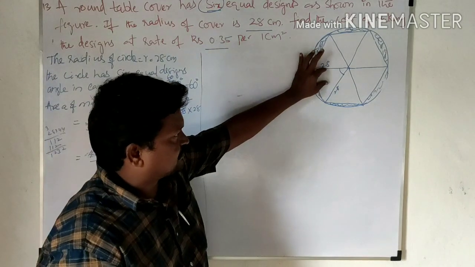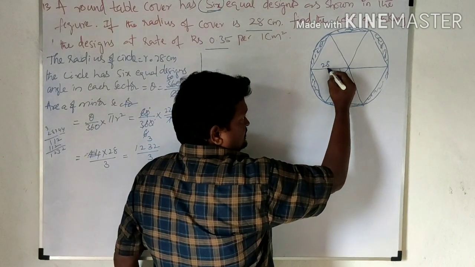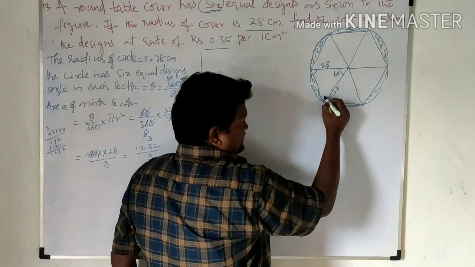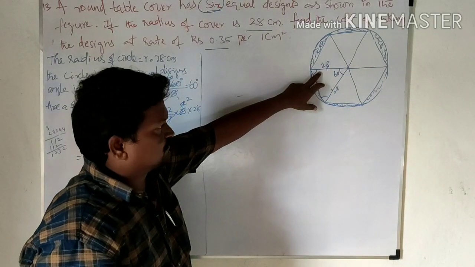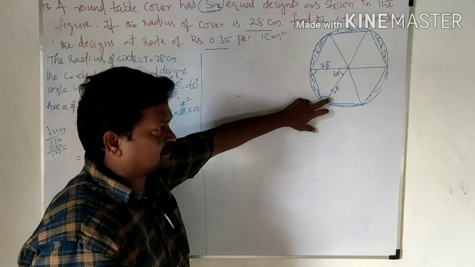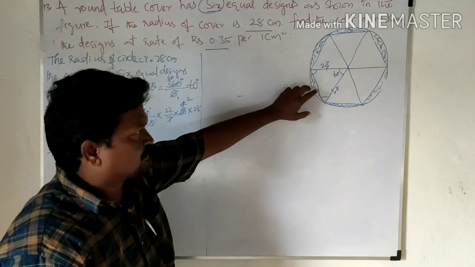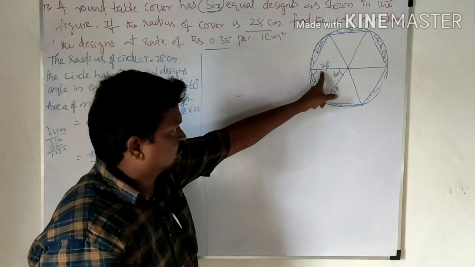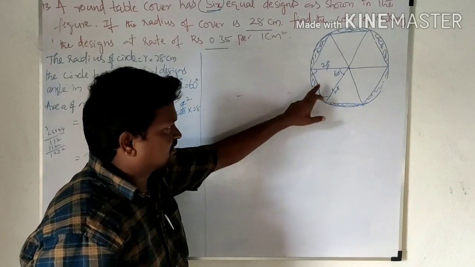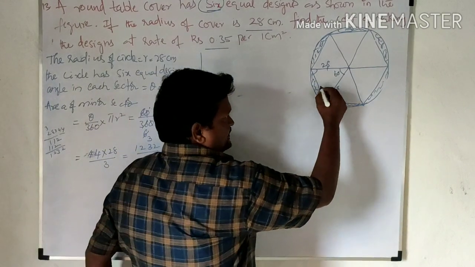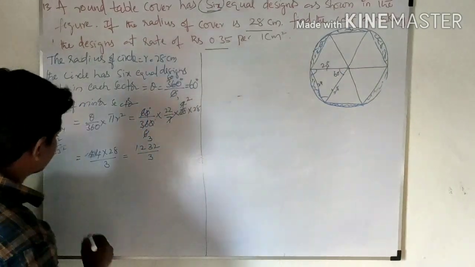Then we need the area of the triangle. Observe here, this angle we got is 60 degrees. These two sides are equal, so the remaining angles also become equal, 60 and 60. We solved a similar problem in the previous problems. So the angles are 60 and 60, and this side also becomes 28. Then this triangle becomes an equilateral triangle.